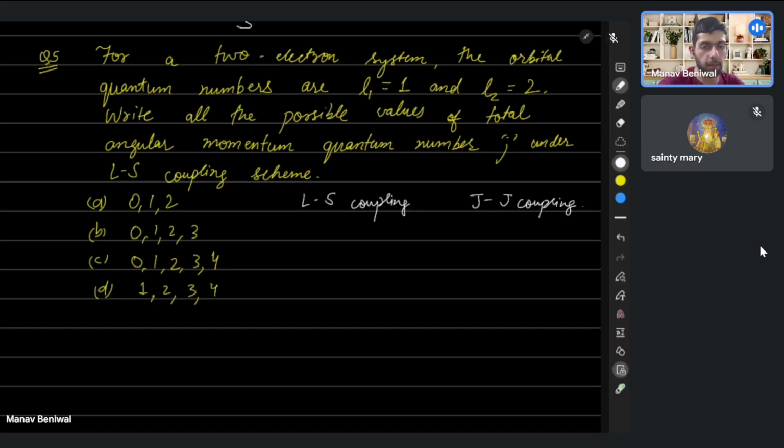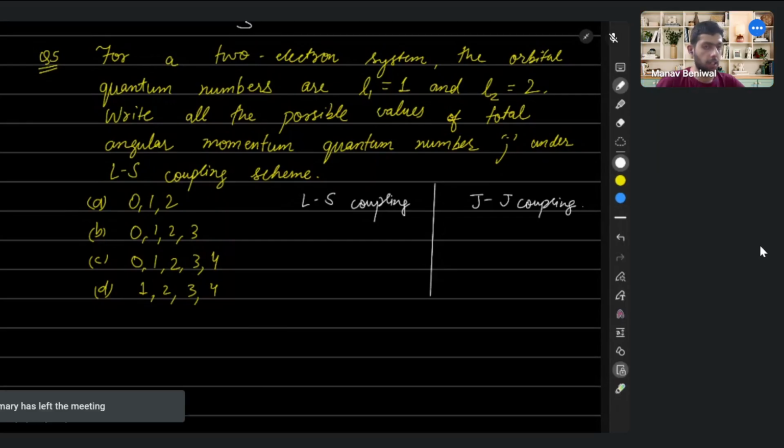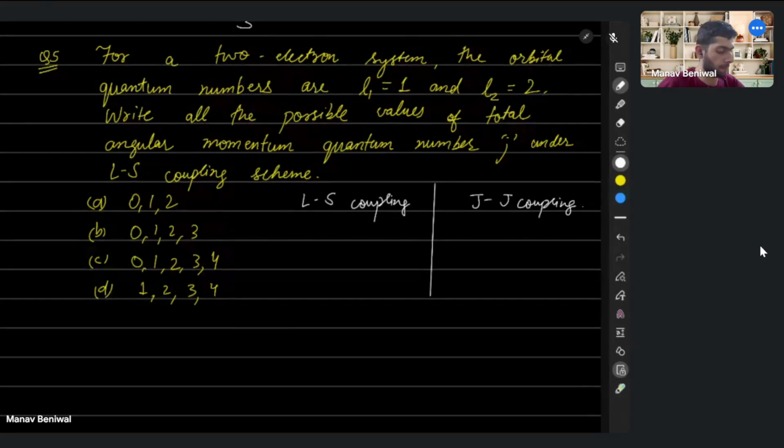Okay. So one is LS coupling and the other is JJ coupling. Now what is the difference between the two? The difference is, here we calculate total L first and then total S, and then we couple them. So here we have a 2 electron system.